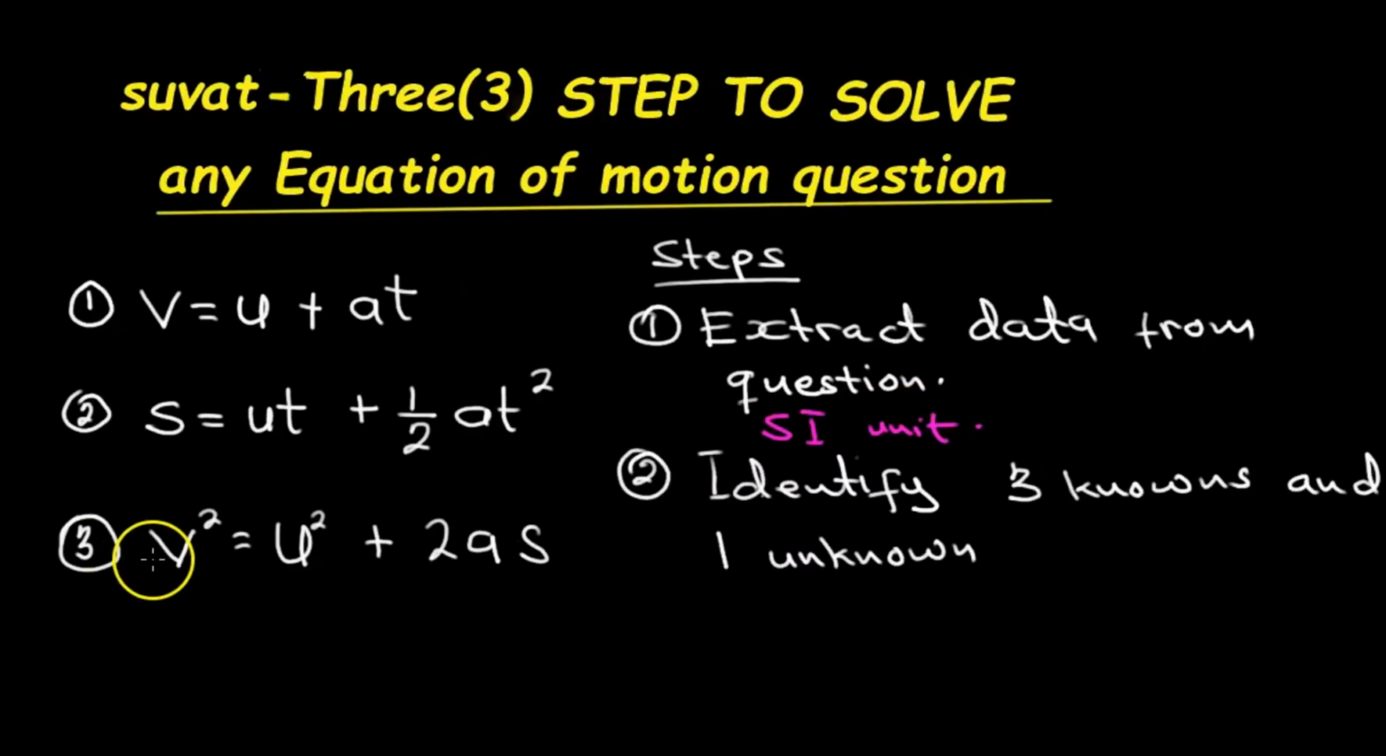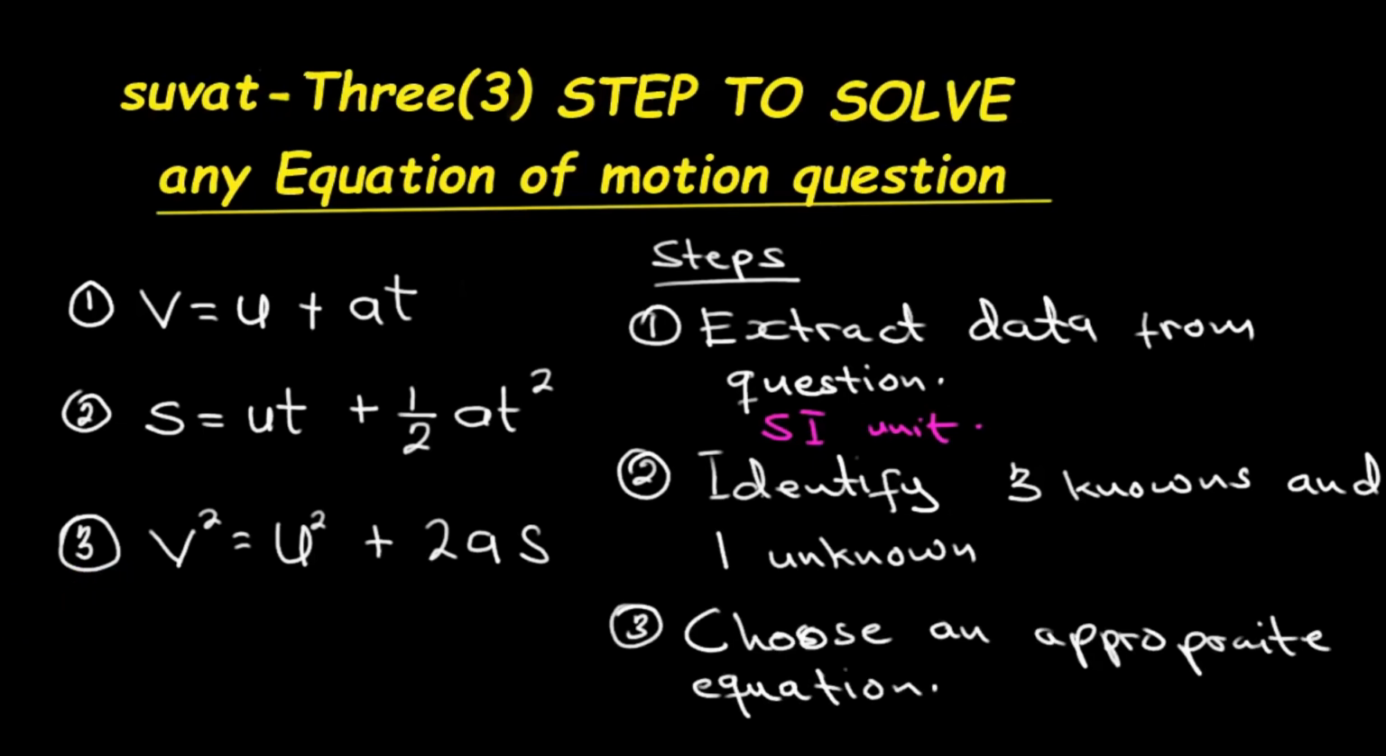Now, the second step is to identify 3 known quantities in your question. Then identify the one unknown that you are looking for. Once you're able to do that, then you choose an appropriate equation that has all the 4 quantities that you have outlined, I mean the 3 knowns and the 1 unknown that you have identified. These 4 quantities should be able to match any of these equations. So these are the 3 steps that you go through. The difficult aspect for some students is how to choose the appropriate equation.